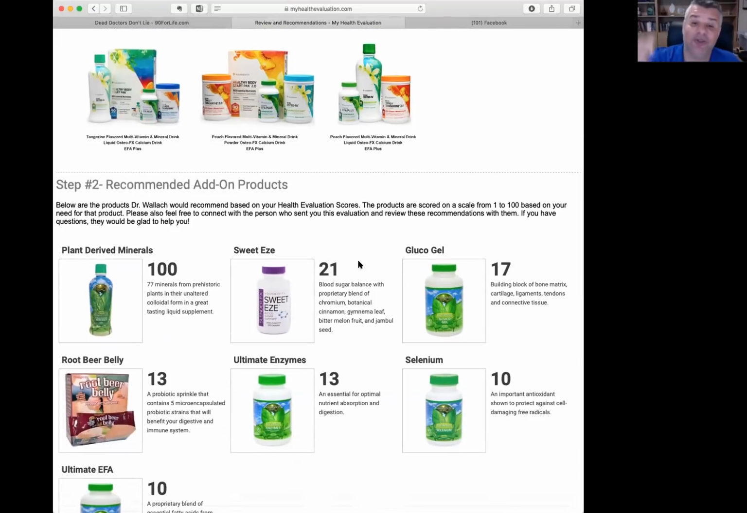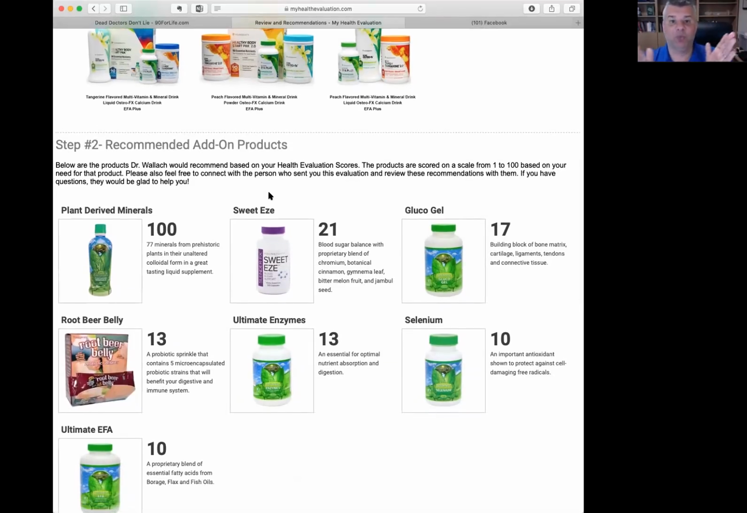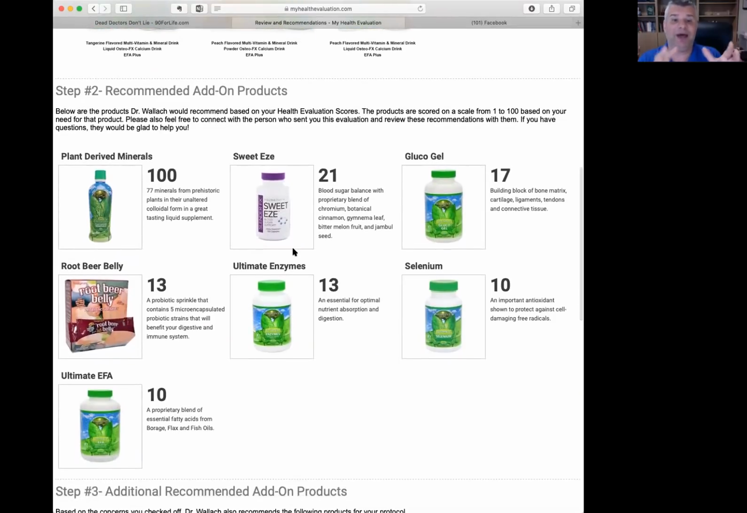We're going to make sure that they're getting all 90 nutrients, okay? Recommended add-on products. Now, this is where this system really, really shines, okay? It not only gives them which products they should take, but it scores each product on a scale from 1 to 100 based on the scores they gave in the health evaluation section. So plant-derived minerals got a score of 100.